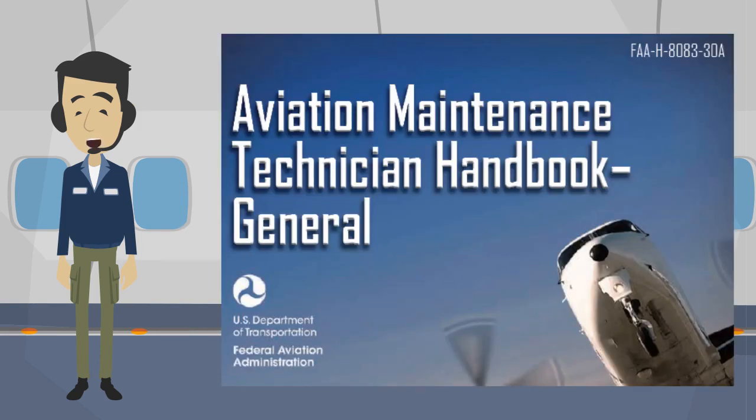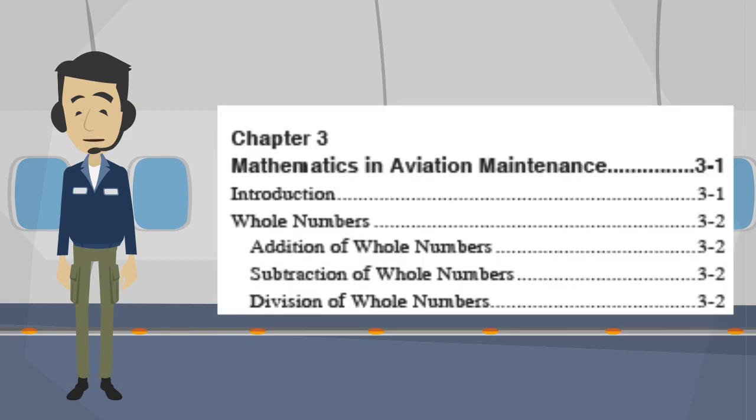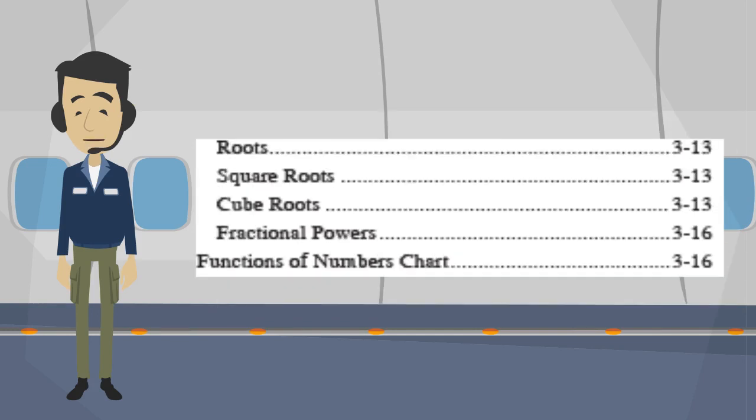FAA Handbook 8083-30A has a section on mathematical operations. Chapter 3 covers the information you need. Page 3-13 covers square roots and others. But 3-16 has a helpful table.